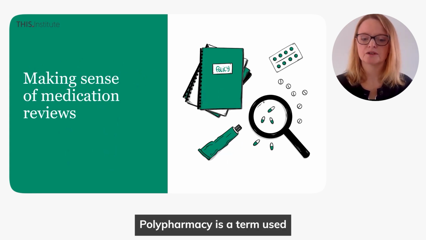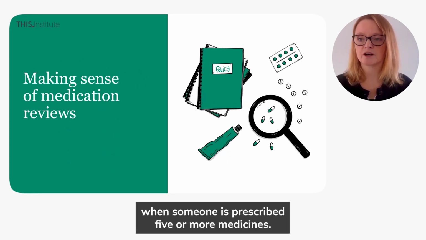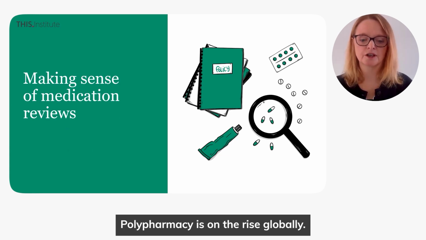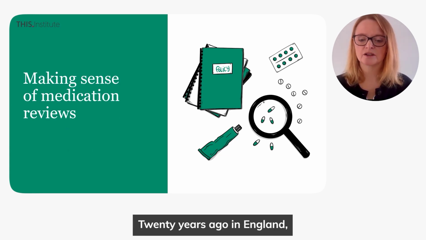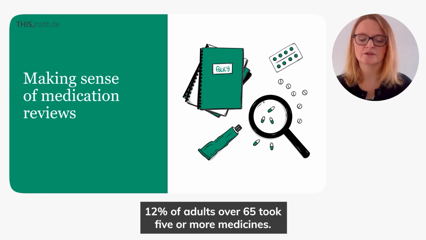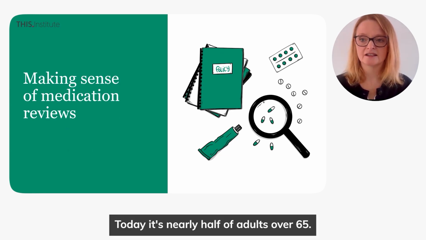Polypharmacy is a term used when someone is prescribed 5 or more medicines. Polypharmacy is on the rise globally. 20 years ago in England, 12% of adults over 65 took 5 or more medicines. Today, it's nearly half of adults over 65.